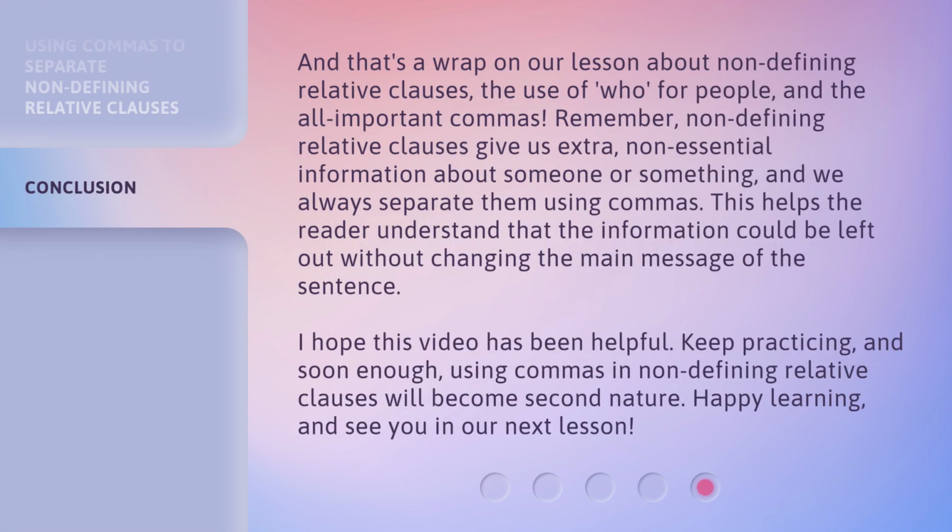And that's a wrap on our lesson about non-defining relative clauses, the use of who for people, and the all-important commas. Remember, non-defining relative clauses give us extra, non-essential information about someone or something, and we always separate them using commas. This helps the reader understand that the information could be left out without changing the main message of the sentence.